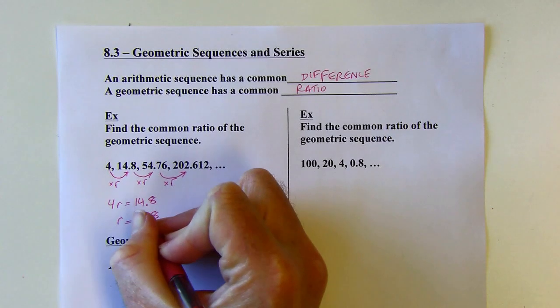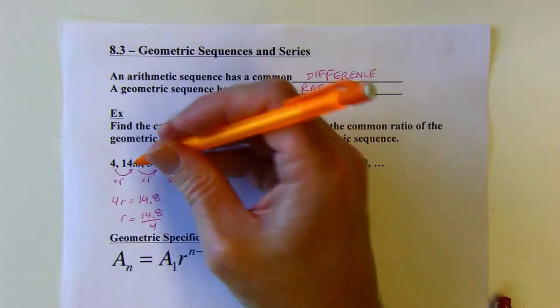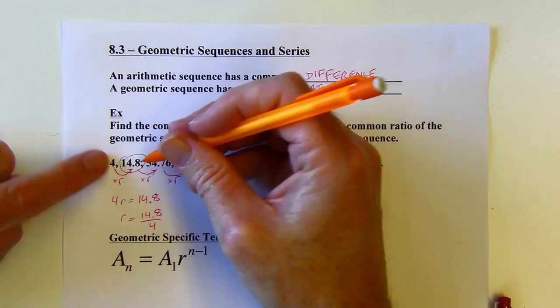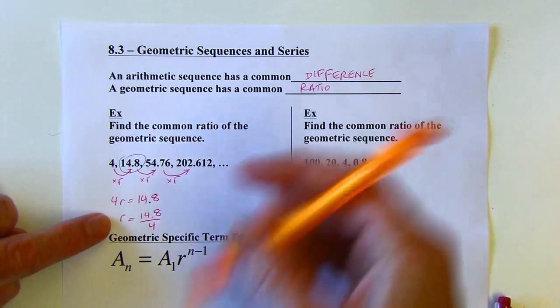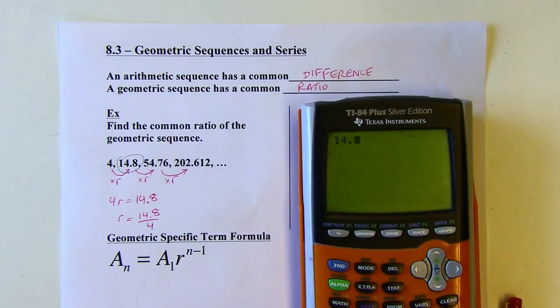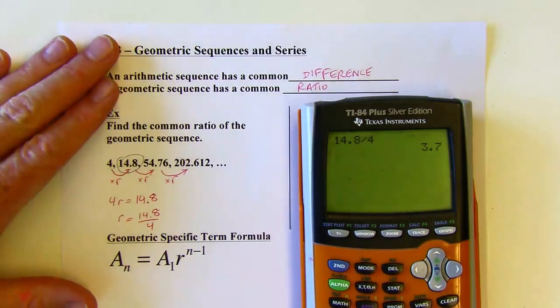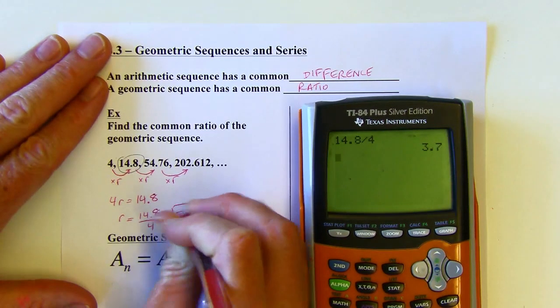Just as a little shortcut, you can always take any term, like the 14.8, and divide by the previous term. So 14.8 divided by 4 will give you the ratio, and that's what I got right here, right? So let's see, I'll put that in my calculator. 14.8 divided by 4 is 3.7. So here is my common ratio.